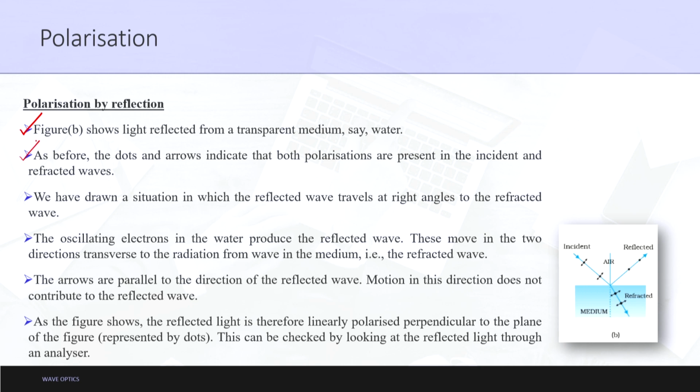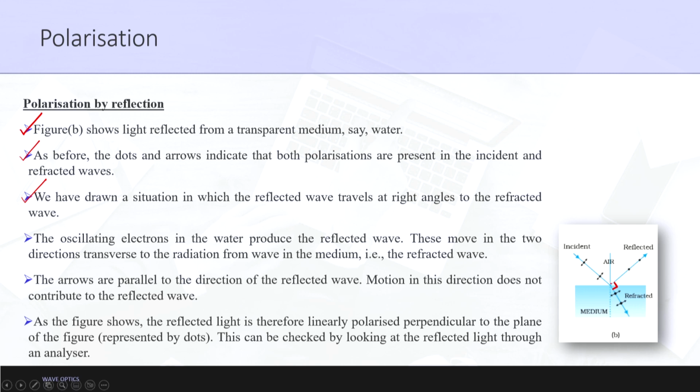We have drawn a situation in which the reflected waves travel at right angles to the refracted waves. So we have assumed an angle of incidence such that the reflected waves travel at right angles to the refracted wave. That means this angle is 90 degrees. As you can see, again we have drawn a situation in which the reflected wave travels at right angles to the refracted wave, that means this angle is 90 degrees. So just for your information, let me write this as right angle.